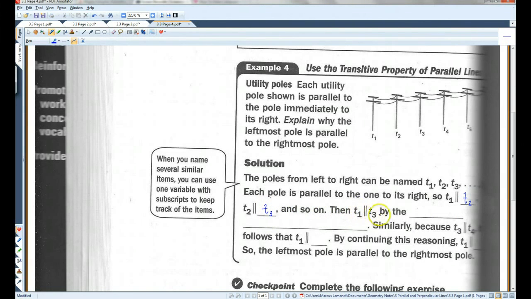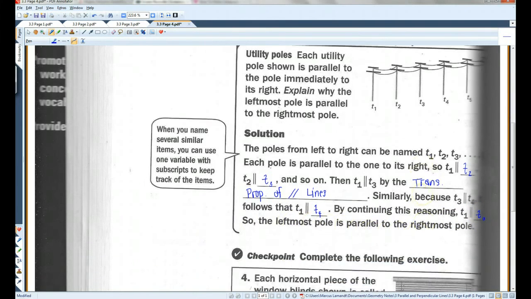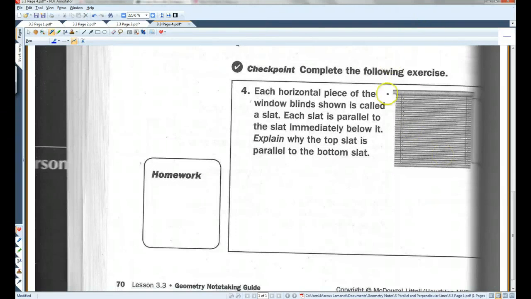Then T1 is parallel to T3 by the transitive property of parallel lines. Similarly, because T3 is parallel to T4, it follows that T1 is parallel to T4. By continuing this reason, T1 is parallel to T6, so the leftmost pole is parallel to the rightmost pole. Alright, I'll let you guys do this one, and that's it for today.